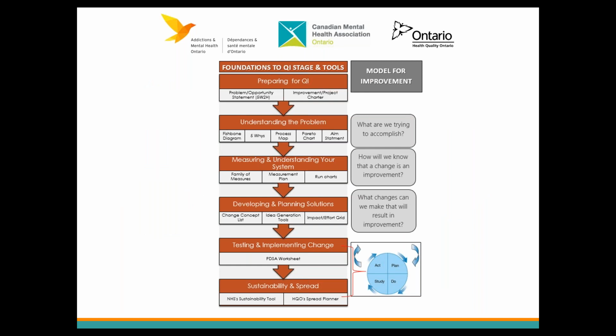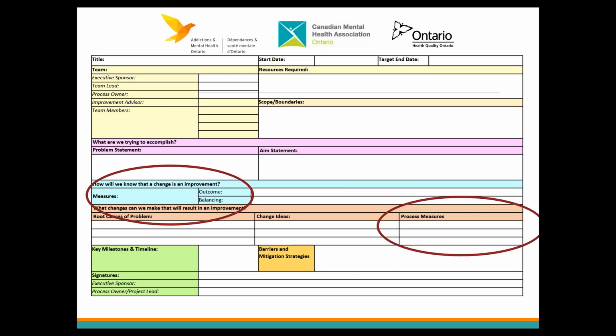Here we have the model for improvement, and the Measuring and Understanding Your System webinar answers the question, how will we know that a change is an improvement? Here is the project charter, which I'm sure you're all familiar with from our previous webinars in the series. In the circled areas is where we will capture the measuring that we're going to do in our project. You can see an area to record your outcome and balancing measures on the left, and on the right is the area where you can record your process measures.